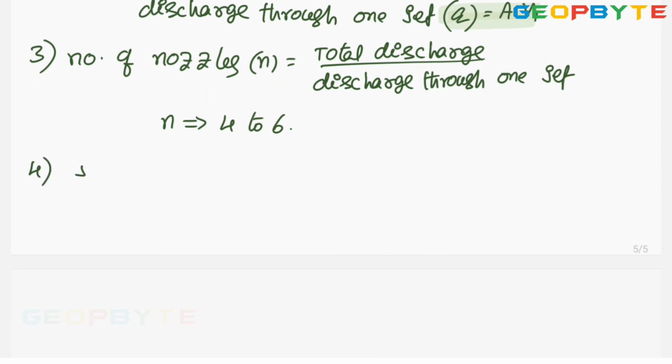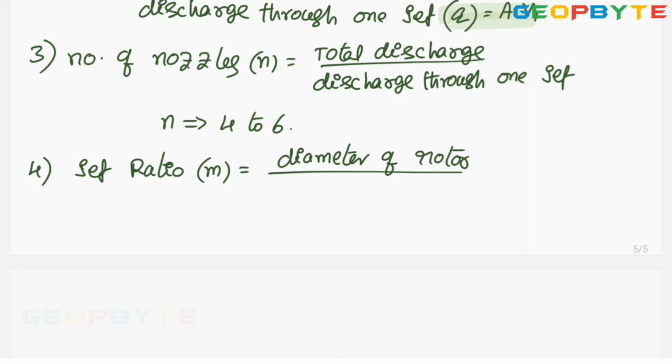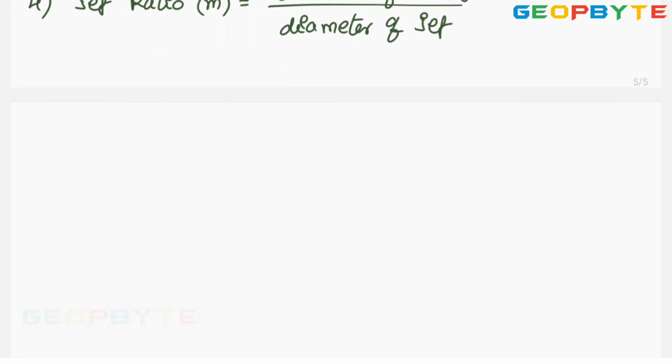Next point, the jet ratio. Jet ratio, denoted by small m, equal to diameter of the rotor divided by diameter of the jet. You know, the rotor is like this. This is the rotor. The rotor diameter is D. This is the rotor diameter, capital D.